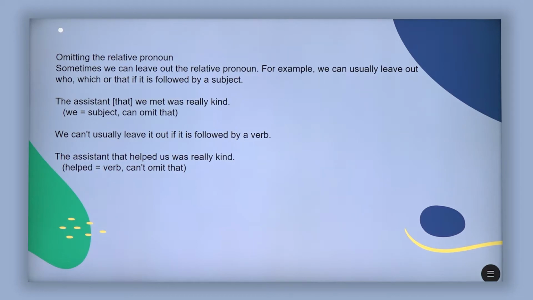Omitting the relative pronoun. Sometimes we can leave out the relative pronoun. For example, we can usually leave out who, which, or that if it is followed by a subject. As in the example, the assistant that we met was really kind. We can usually leave it out if it is followed by a verb. The assistant that helped us was really kind. So, helped is the verb, and we cannot omit that.